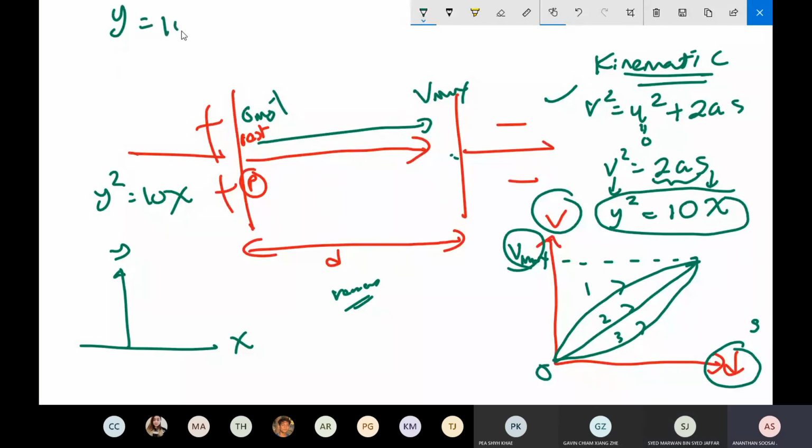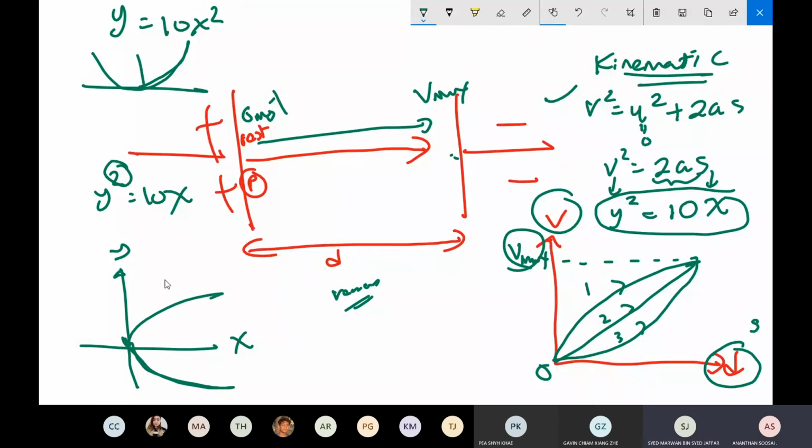Y squared equals 10x, the graph looks like what? Quadratic, going up like a quadratic. If y is squared, how does the graph look? Like this, right? Y squared equals 10x. So the answer should be 1. So 1 is the correct answer.